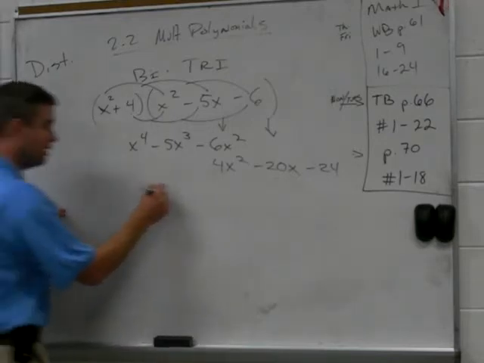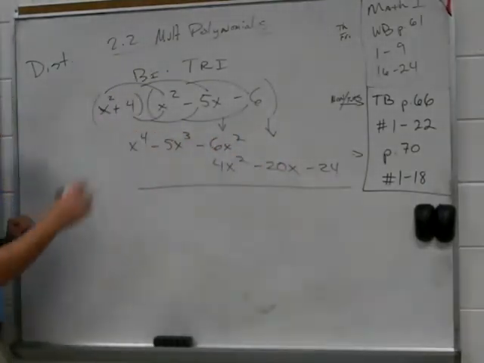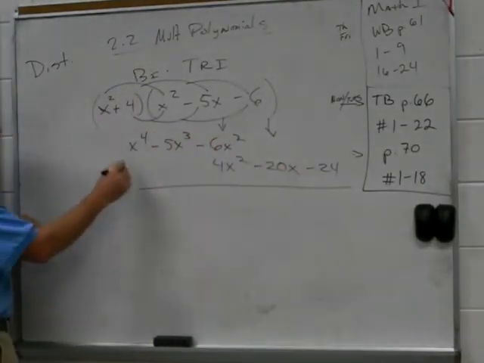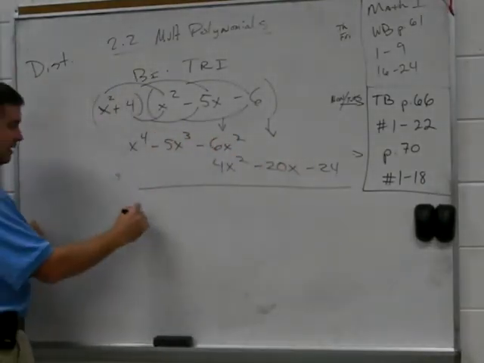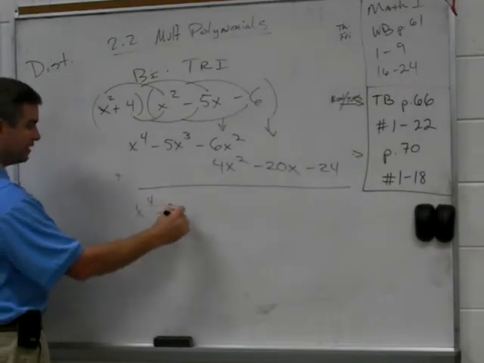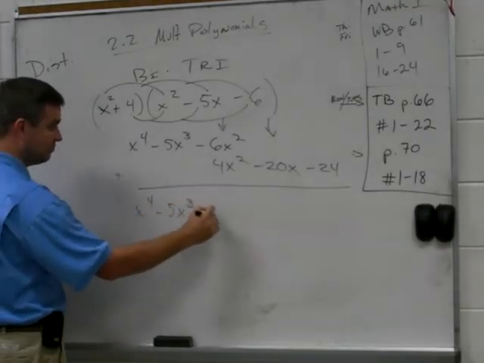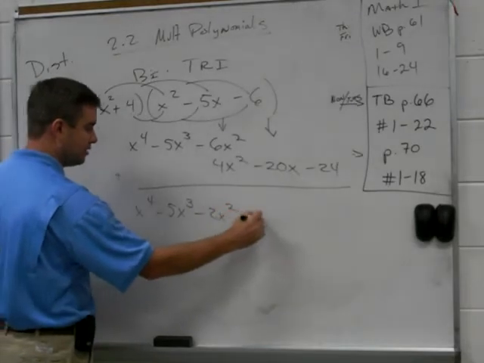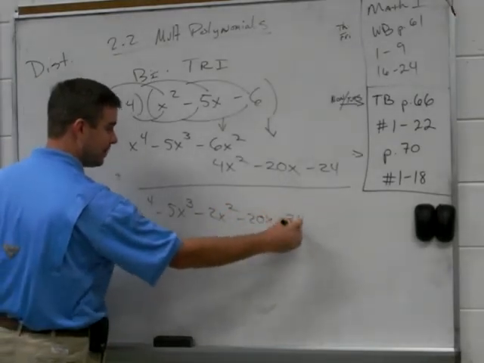All right. Draw my line, and what do I do with these 2 lines? I combine them. I add them up. Combine them. I get x to the 4th minus 5x cubed minus 2x squared minus 20x minus 24.